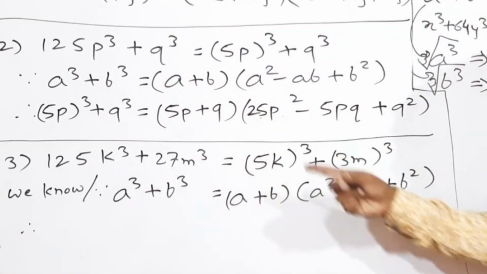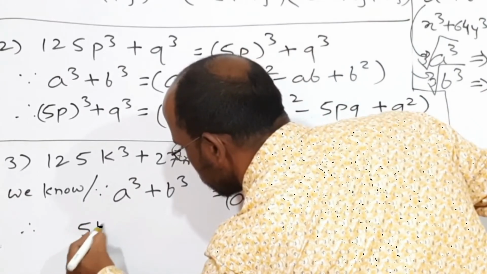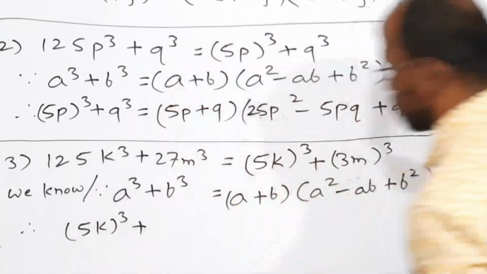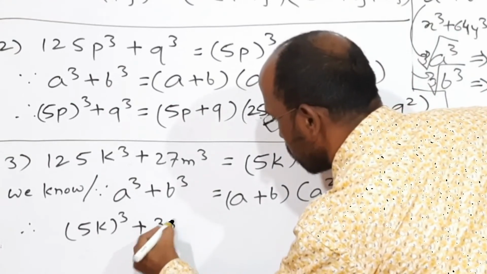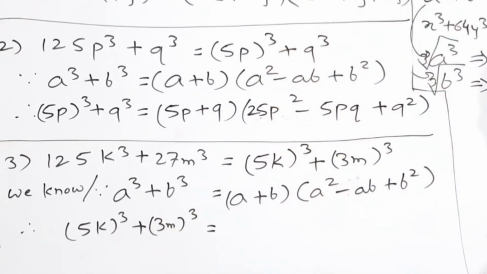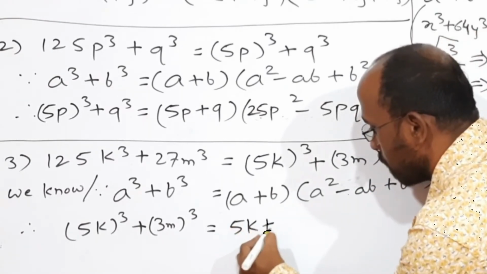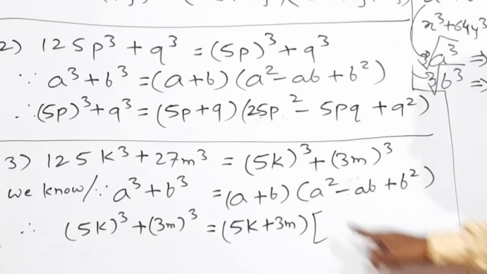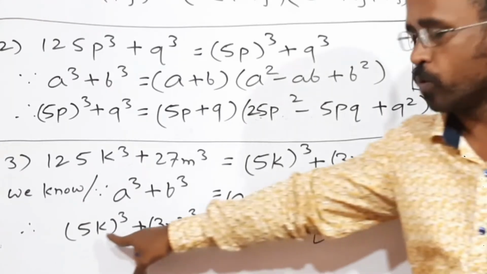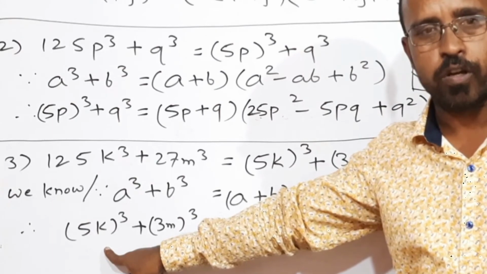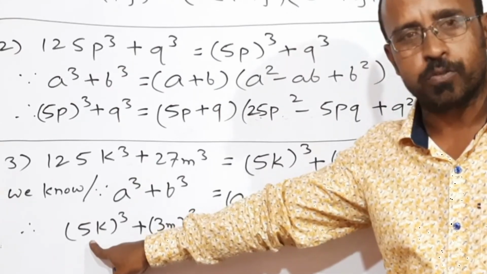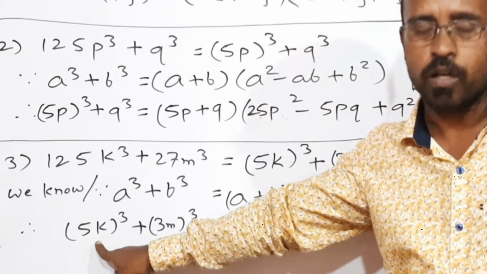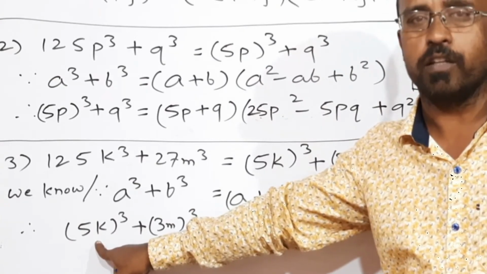a cube is nothing but 5k cube plus b cube is nothing but 3m cube is equal to a plus b, means 5k plus 3m, right? In the second bracket, a square means the square of 5k. What is the square of 5k? The square of 5 is 25. The square of k is k square. So the square of 5k is 25k square.